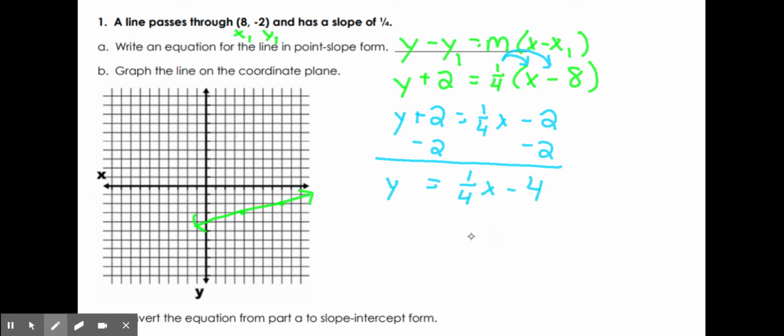So this is now in slope-intercept form, which means it gives me the slope and the y-intercept. Now, look what's cool, okay? Or cool to a math teacher. What is the y-intercept of this line?